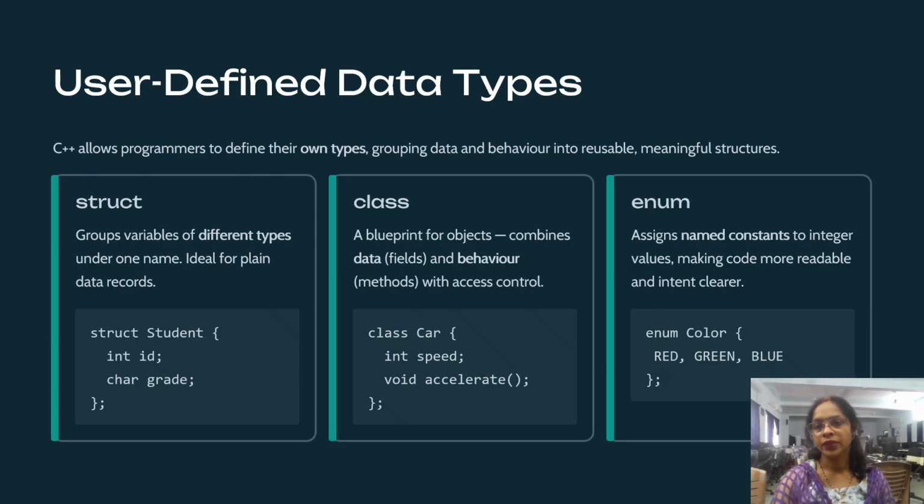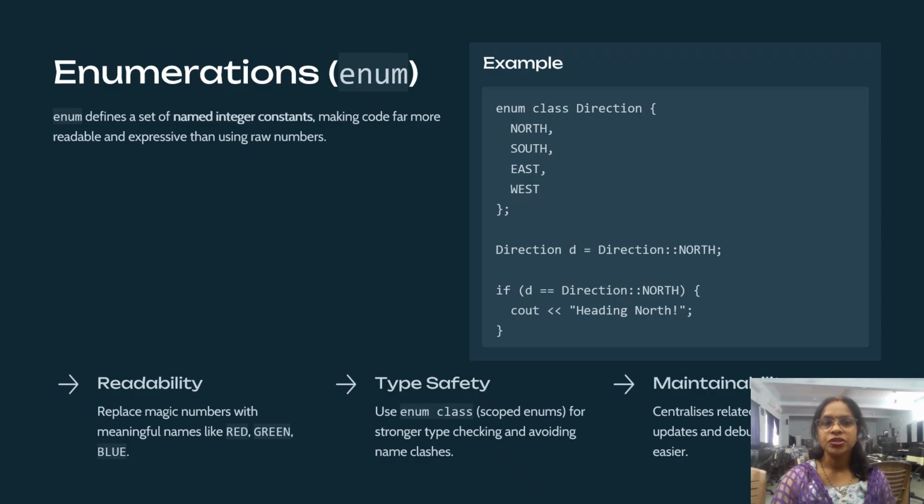Now next, enum. An enum assigns named constants to integer values, making code more readable and intent clearer. Example: enum Color, where we use red, green, and blue. That means the enum defines named constants to improve readability. Now what are enumerations? An enumeration is a set of named integer constants, making code more readable and expressive than using raw numbers.